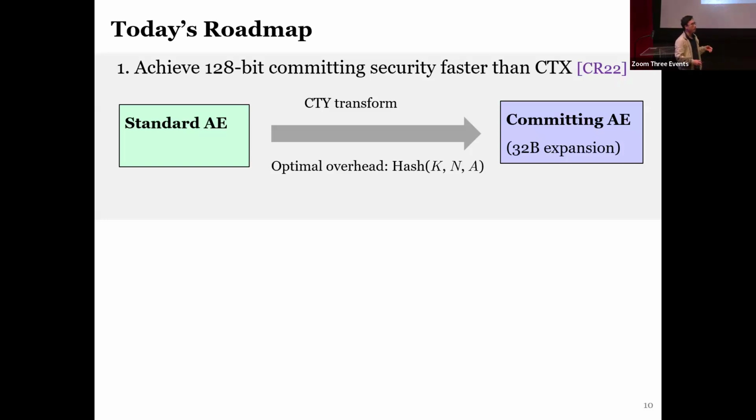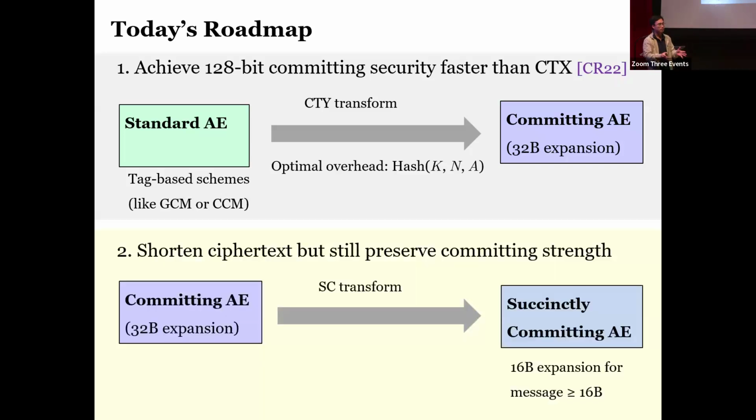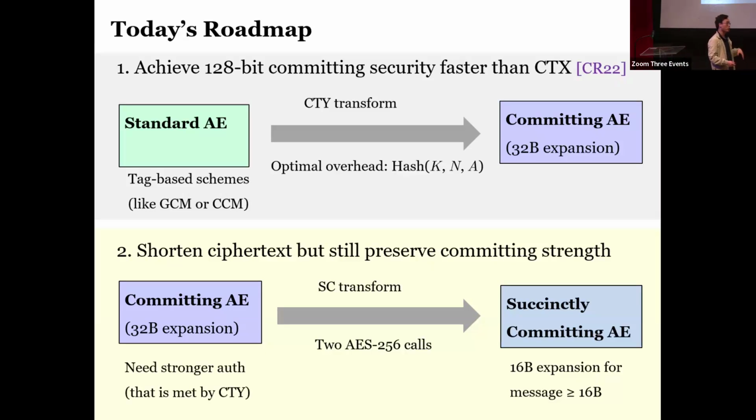Now, this transform requires the standard AE to be tag-based, a property held by popular AE schemes like GCM or CCM. Based on this, we already have a good committing AE scheme. The performance is optimal, but the ciphertext is large, so we need to shorten it, but at the same time preserve the committing strength. In particular, we build an SC transform that turns our committing AE scheme into a succinctly committing one, namely that the expansion would be 16 bytes once the message is larger than 16 bytes. And the cost of this transform is very cheap, just 2 AES calls. The transform demands a little bit more about authenticity than usual, but this property is met by CTY anyway, so not a big deal.